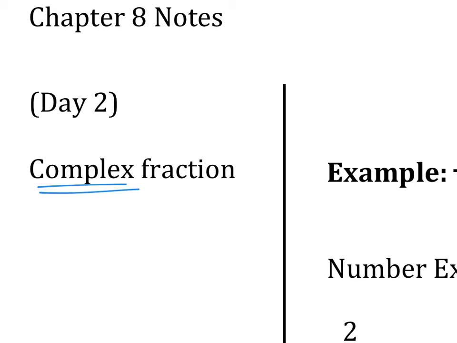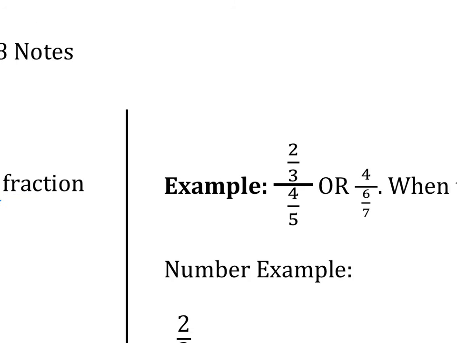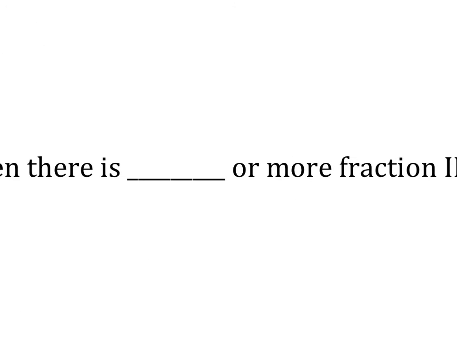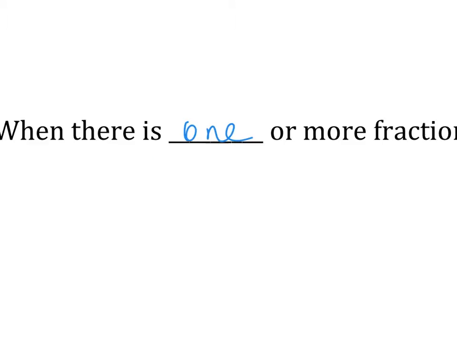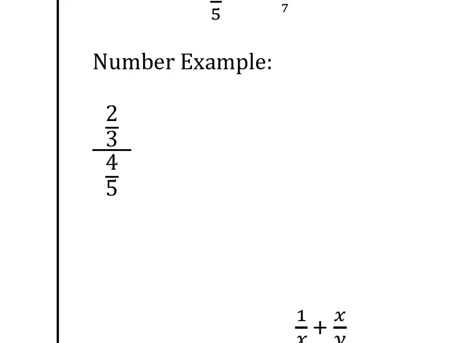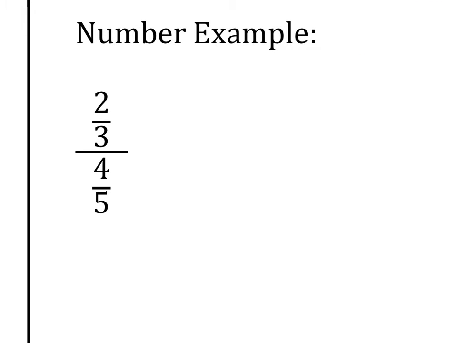We cannot have more than one fraction at a time inside a fraction. So this is not okay. When we have one or more fractions in a fraction, that is not okay. So we need to simplify. So for example, this one: 2 over 3 divided by 4 over 5.